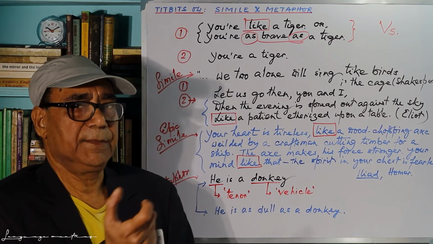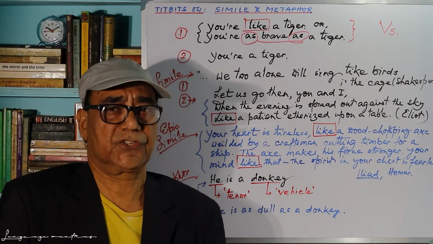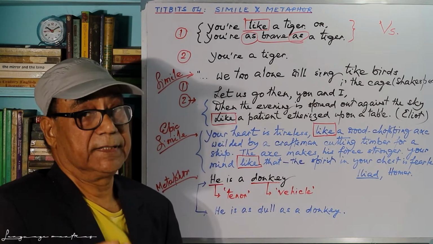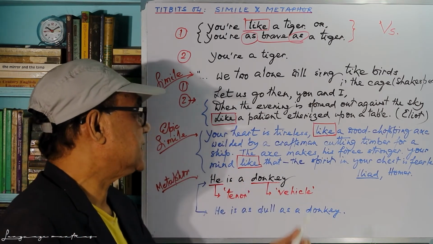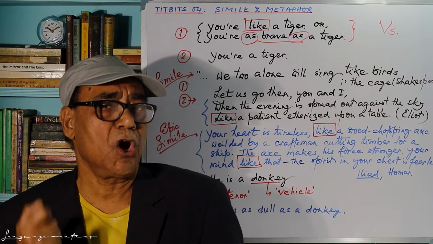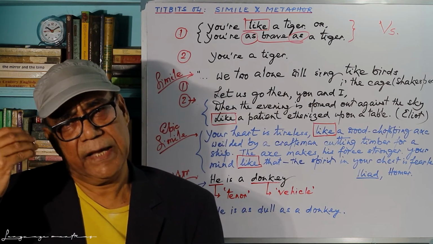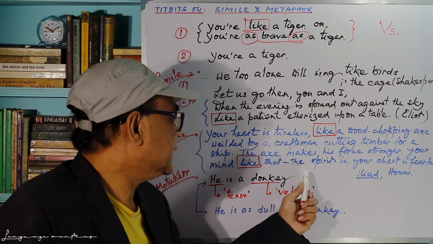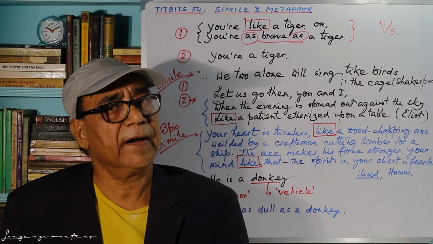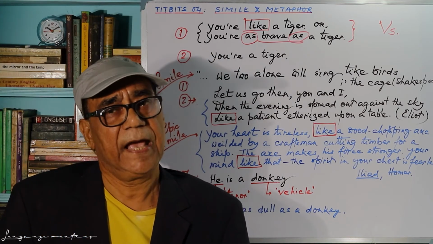So you see the similarities. Your heart is tireless like a wood chopping axe. You can use an axe time and again. So wielded by a craftsman cutting timber for a ship, that does not end there. The idea continues. The axe makes his force stronger. The woodcutter, his power, is made stronger by the axe. So your mind is making you sharper, more powerful. The spirit in your chest is fearless, and you are a fearless person. You are an able warrior. Actually, Paris is showering heaps of praise upon Hector, an able warrior.